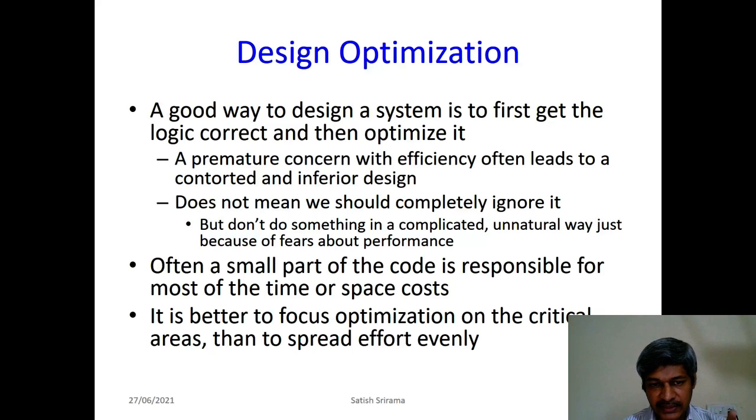We have already discussed, and again it comes into the picture, often a small part of the code is responsible for most of the time or space cost. We have looked at the 20-80 percentage model during one of our earlier videos. Since it is like that, it is better to focus the optimization on the critical areas rather than spread effort evenly across all the methods, across all the operations. Otherwise it will lead to a very inefficient thing, and you cannot manage it anymore.